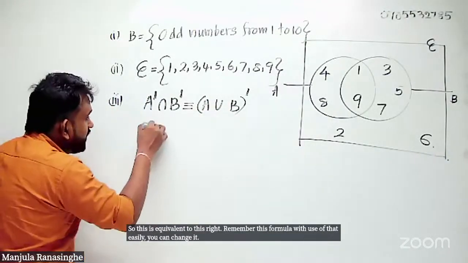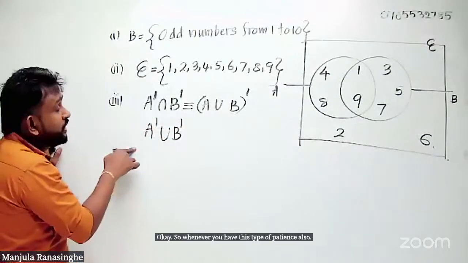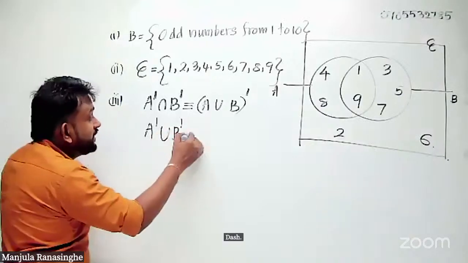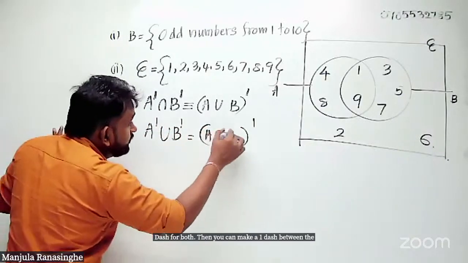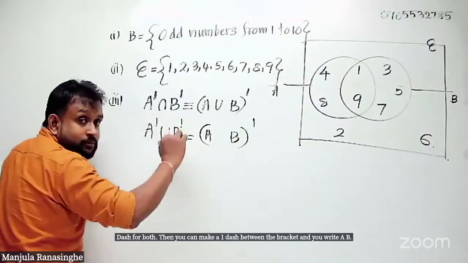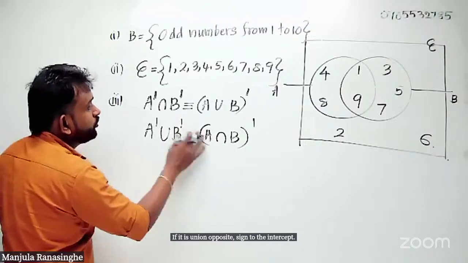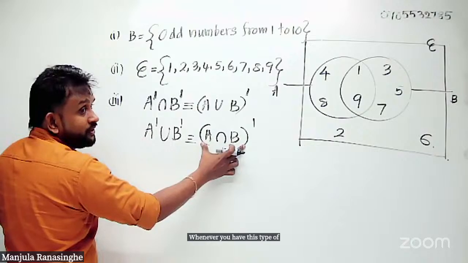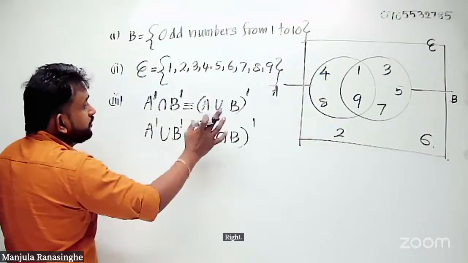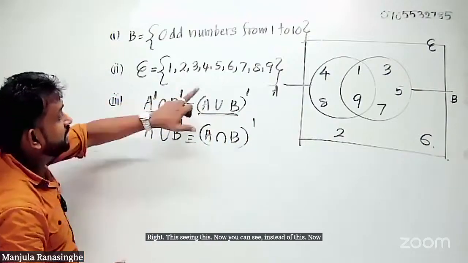Okay, so whenever you have this type of question, also remember for these two, dash for both, then you can make one dash outside the bracket and write A, B. If it is union, the sign becomes the opposite, intersect. So remember these two formulas whenever you have this type of question. See in this way, right? Now you can shade instead of this. Now think with this. This is equivalent to this.